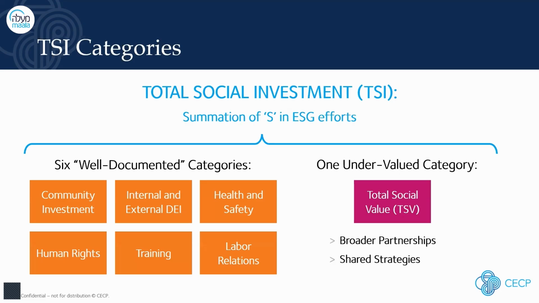There are 7 categories under which initiatives that can be included in TSI may fall. The 6 categories that are well documented in other frameworks are community investment, DEI or belonging or inclusion or whatever word works for you, health and safety, human rights, training, and labor relations. And then there's a 7th category, social value, which addresses those reporting gaps, with innovative partnerships and strategies that might not be considered in the other 6 categories.